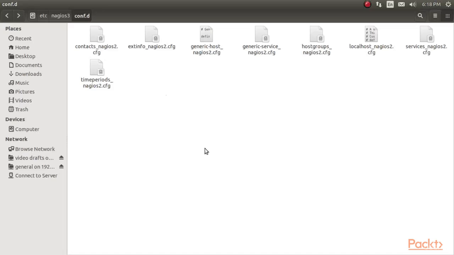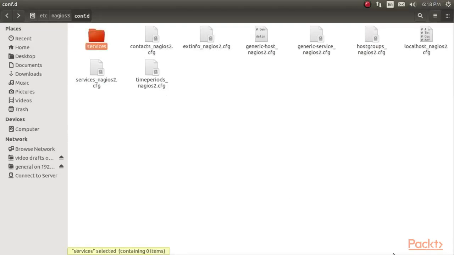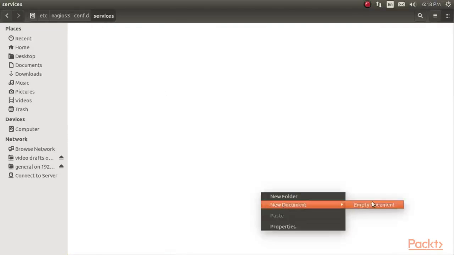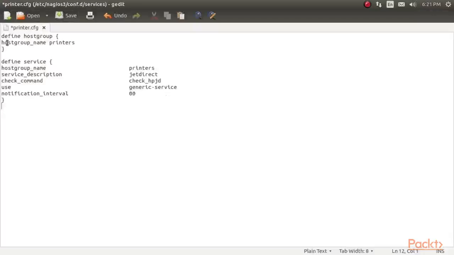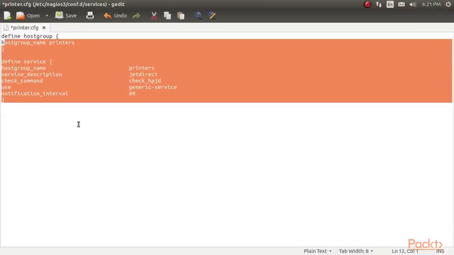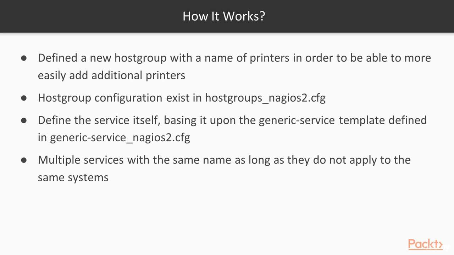Again, I like to split my services into a subdirectory, so let's look at defining a service to monitor HP JetDirect printers by creating /etc/nagios3/conf.d/services/printer.cfg containing these highlighted lines. Awesome. Now we will see how it works.